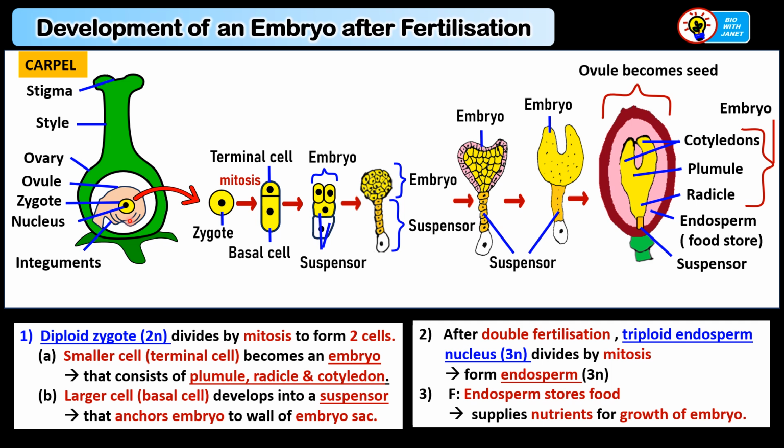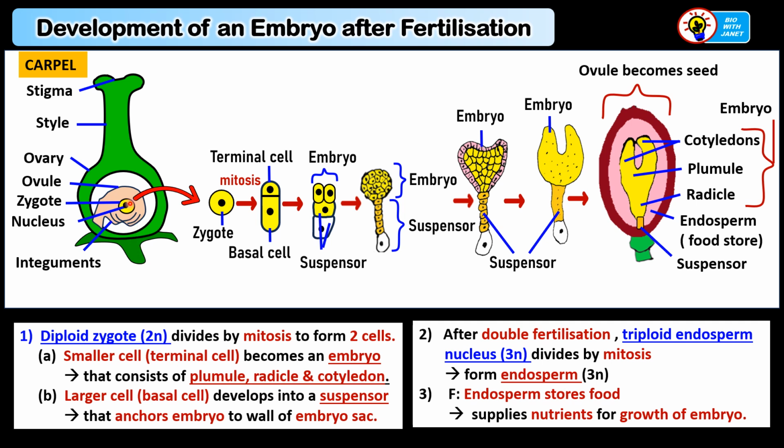After the fertilization between male gamete and female gamete, the zygote is formed in the ovule. There's a nucleus in the center of the zygote. Then we have the integuments, which are the two layers that protect the ovule, and the micropyle, the tiny pore here. Below we have the sepals and then the peduncle. This is after double fertilization has occurred.